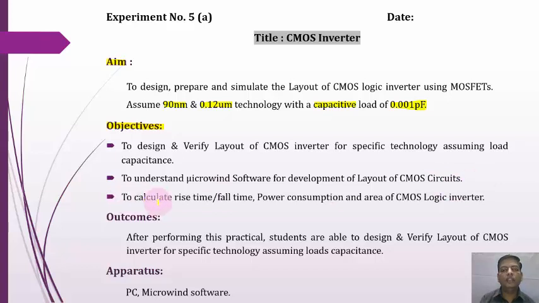Third, to calculate the rise time, fall time, power consumption and area of the CMOS logic inverter. Here we are going to study the objectives to calculate rise time, fall time, power consumption and area of the CMOS logic inverter. Then the outcomes. Outcomes means what you get after the study of these objectives.